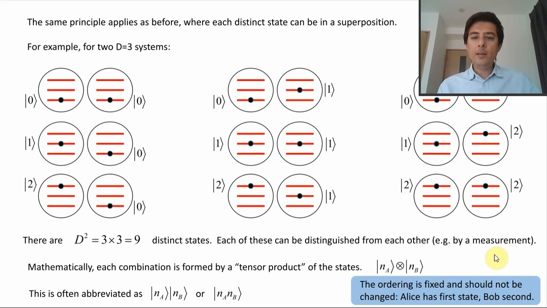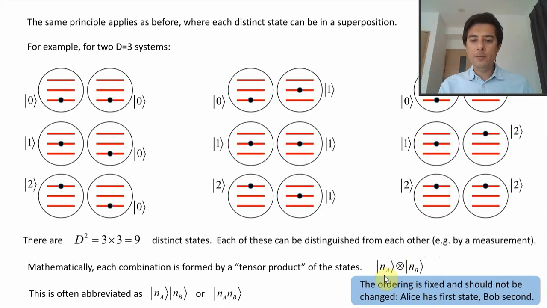The way that we write this mathematically is using the so-called tensor product. I won't go into detail on the mathematics of the tensor product, but all you really need to know is that the tensor product is a way of making a larger vector from 2 smaller vectors.